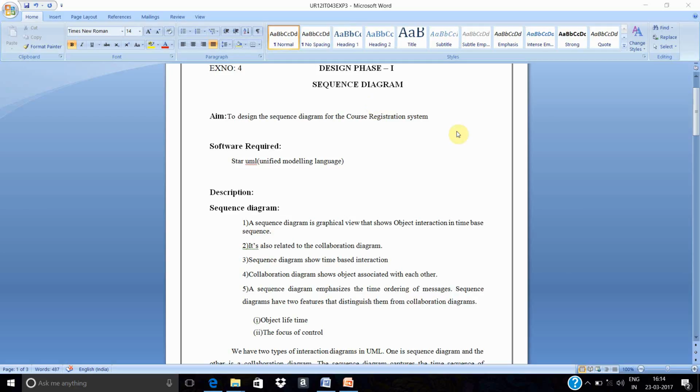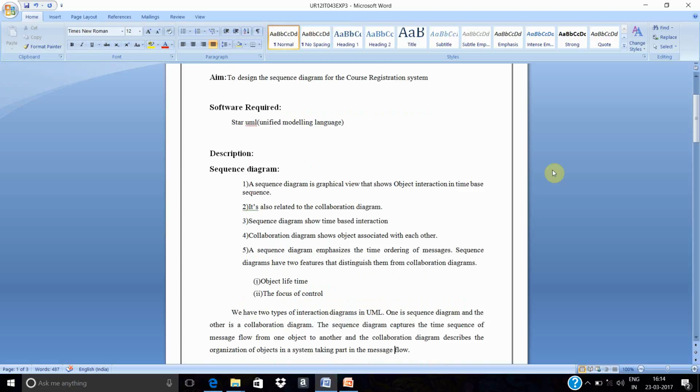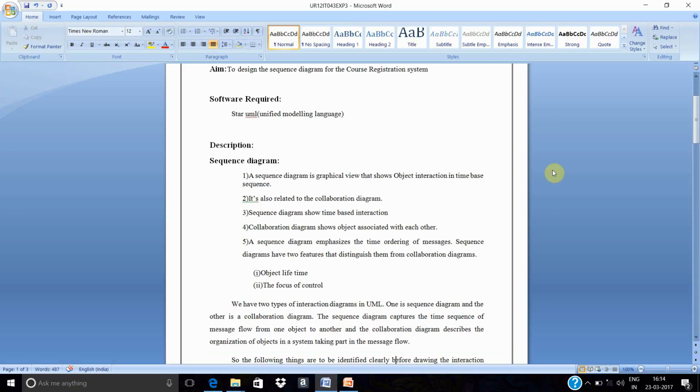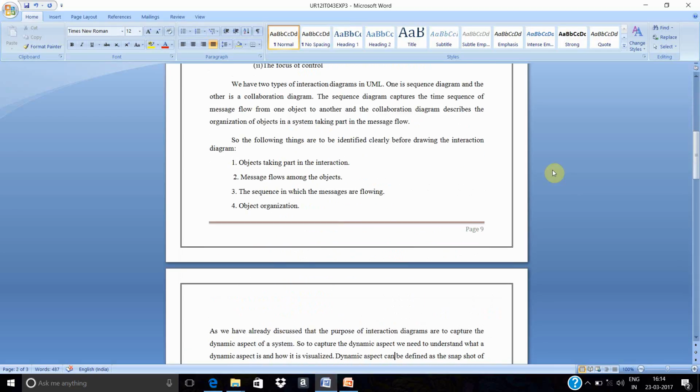Sequence diagram. A sequence diagram is a graphical view that shows object interaction in a time-based sequence. It is also related to the collaboration diagram. A sequence diagram emphasizes the time ordering of messages. Sequence diagrams have two features that distinguish them from collaboration diagrams: object lifetime and the focus of control.